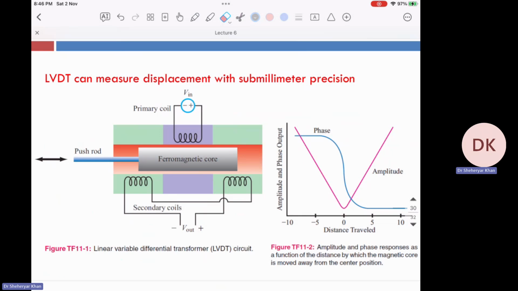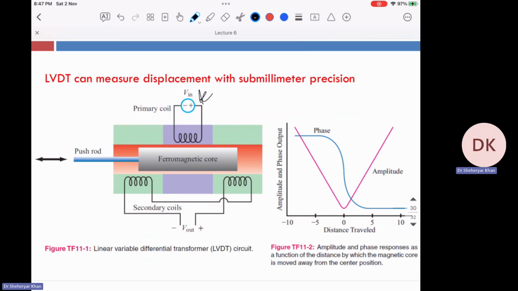We use this linear variable differential transformer. Transformer means it works on the principle of induction. Linear stands for the straight line connectivity. Now, consider this arrangement. This is the primary coil, so we give it AC. This is the AC value, right? And this is the ferromagnetic core.